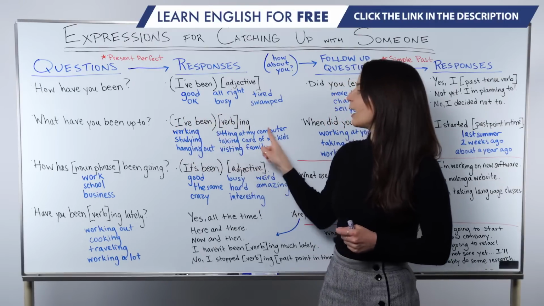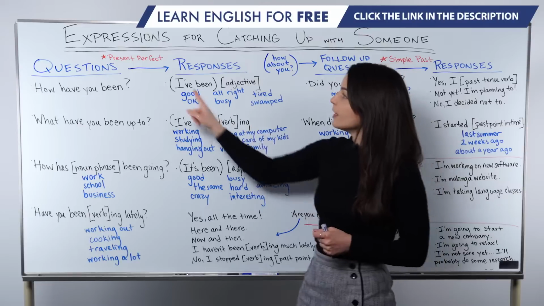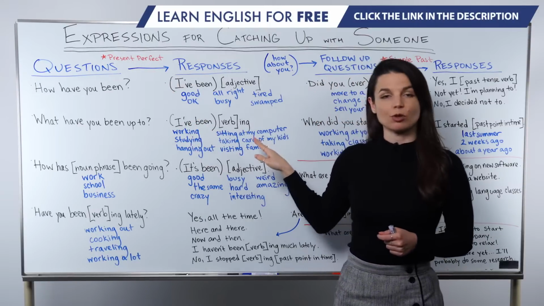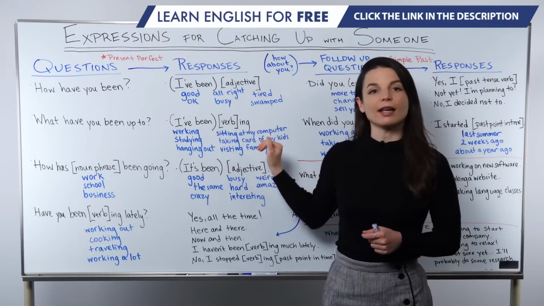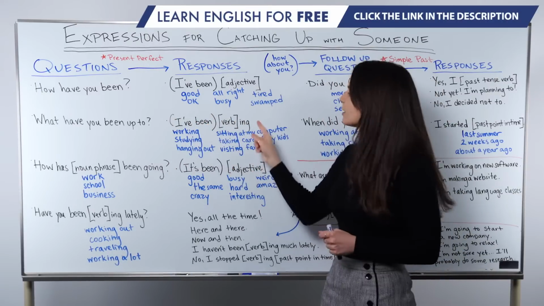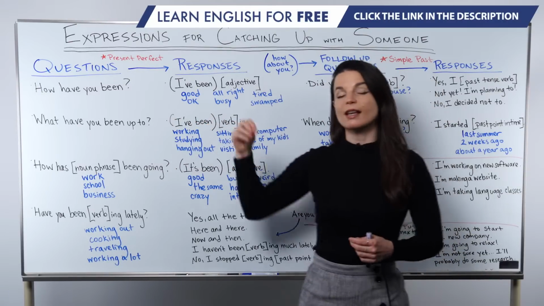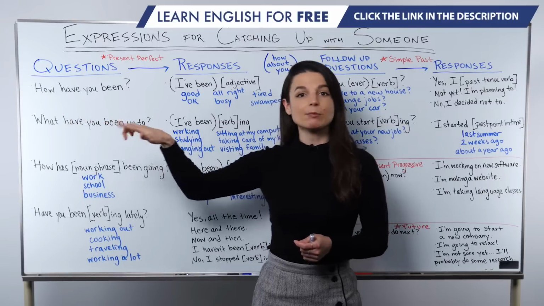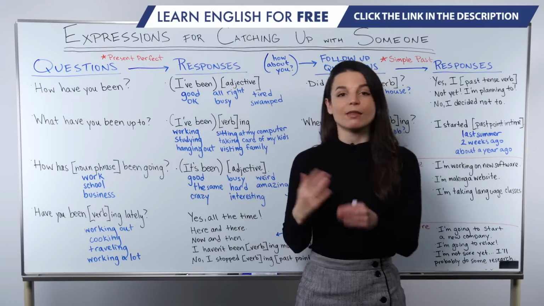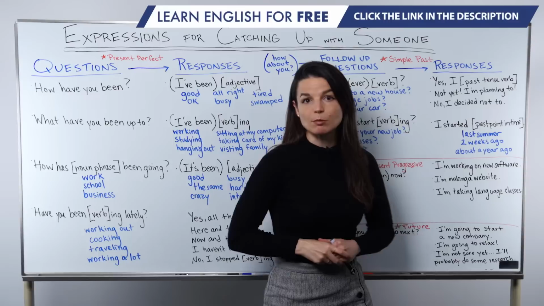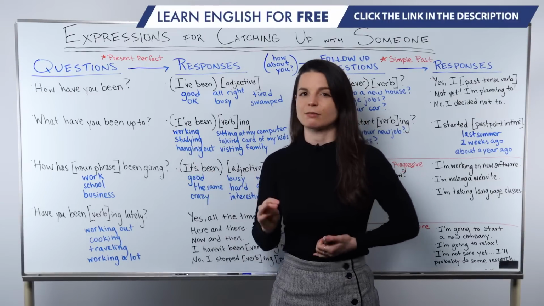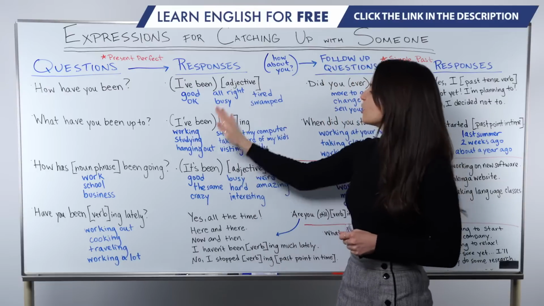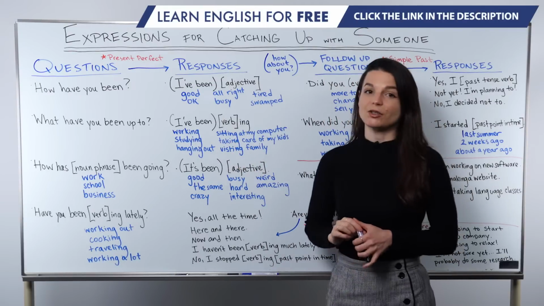I've been ing form. And yes, you'll notice this is present perfect continuous we're using to respond to this. What have you been up to? I've been ing form. So we use this ing form to show that the action started in the past and has been continuing for some time. That's why we're using the continuous to respond to this question, as opposed to just basic present perfect tense. So this continuous form sounds very natural to reply with.